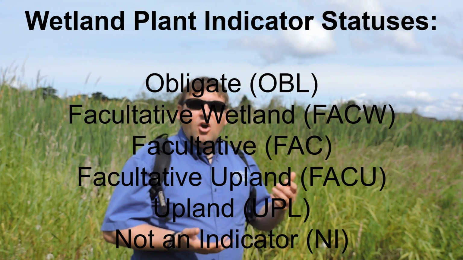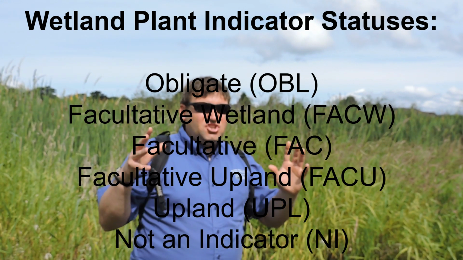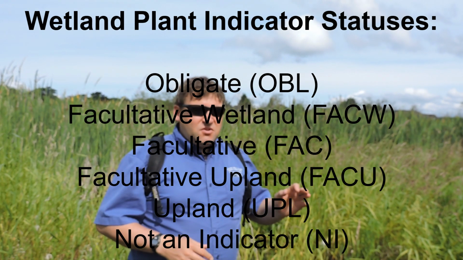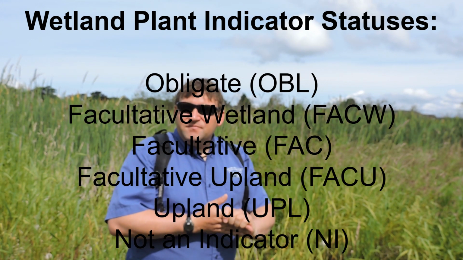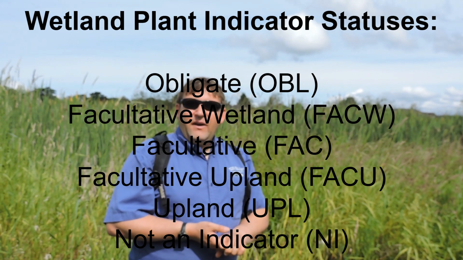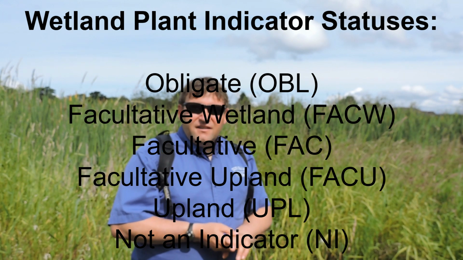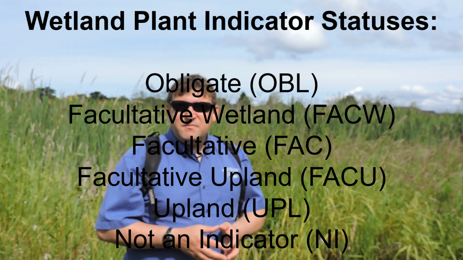So the indicator statuses that we have for wetland delineation are obligate, and these do have abbreviations and percentages of the percentage that they'll be found in wetland environments. I'll have those as text over here. So we have obligate, facultative wetland, facultative, facultative upland, and then there are also some plants that do not have an indicator status specified.